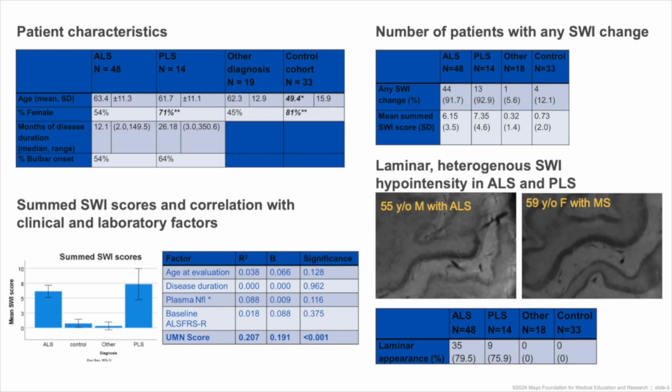So some future directions, we would like to look at some pre-symptomatic patients, pre-symptomatic gene carriers, and we would also like to look at some other clinical phenotypes like HSP and atypical Parkinsonian syndromes.